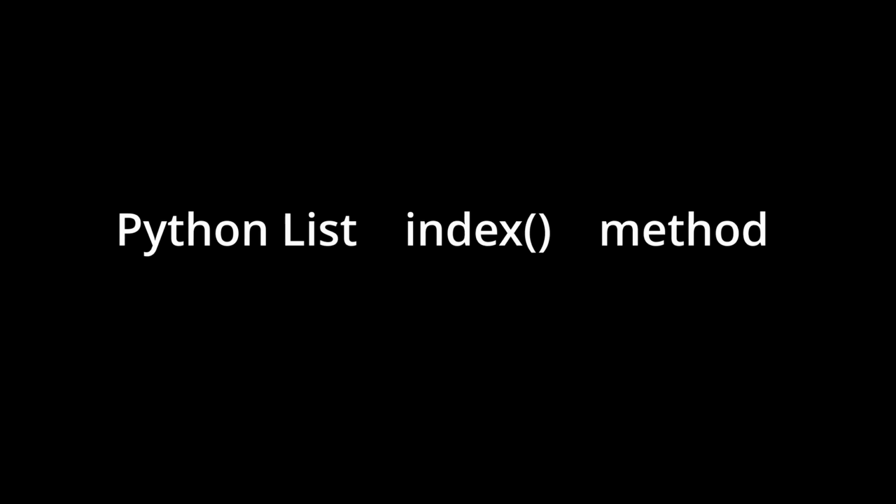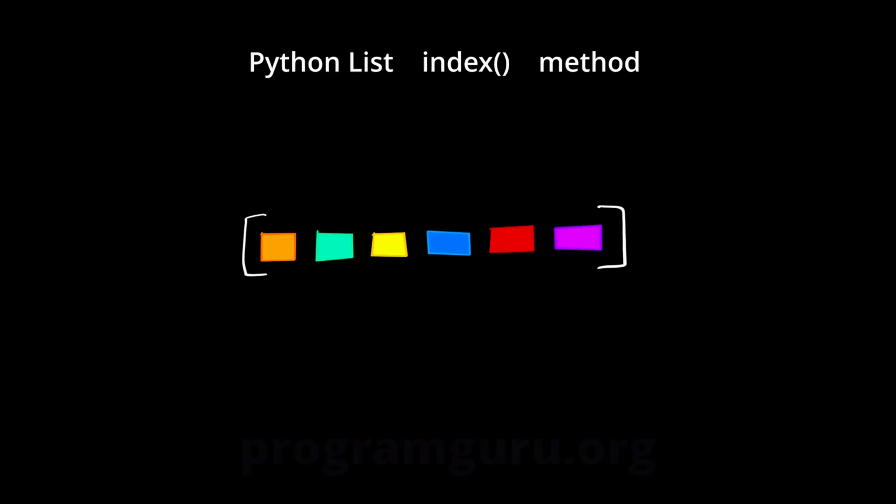Python list index method. The syntax of index method is index(x, start, end). 3 parameters are there, where x is the item that we would like to find the index of in the list. Index method returns the index of first occurrence of a given item x in the list. If start parameter is given, then the search for the item x in the list starts from this position.